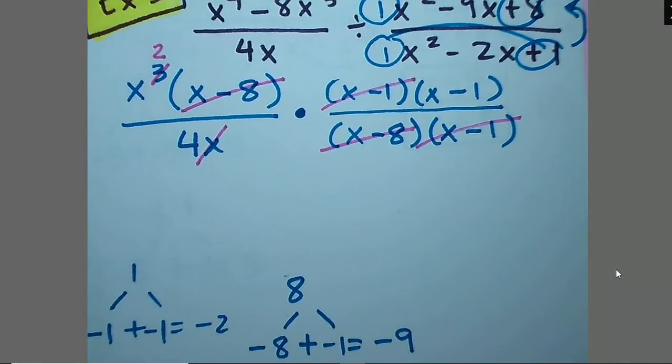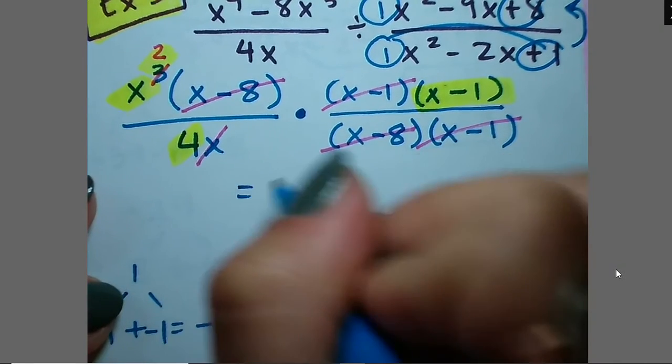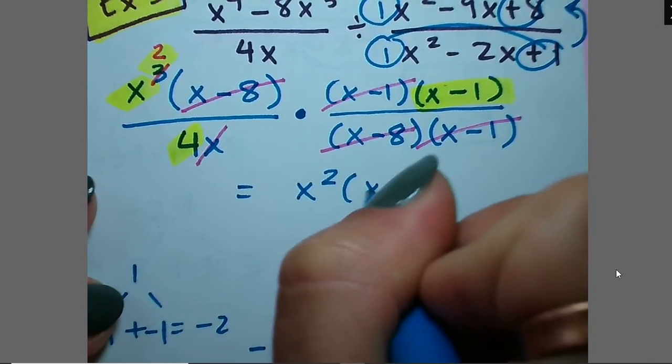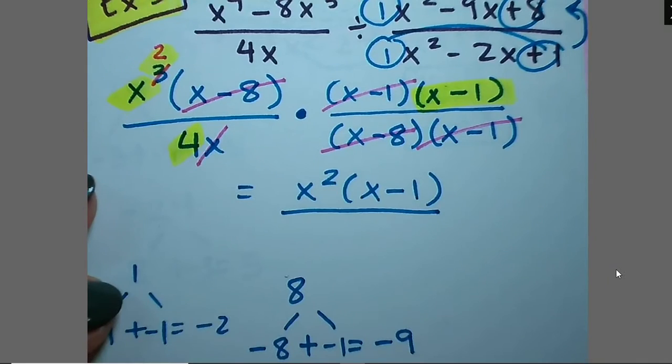So what we're going to be left over with here is x squared divided by 4 and then times x minus 1. So this is going to be x squared times x minus 1, because remember we're multiplying across, and then divided by all that's left on the bottom, which is 4.